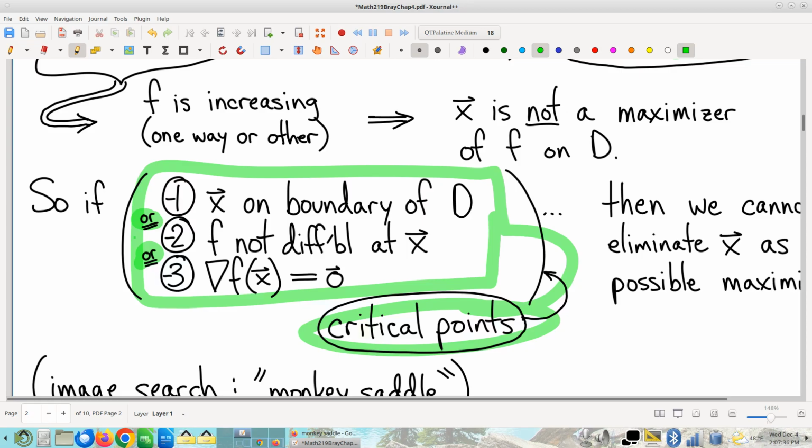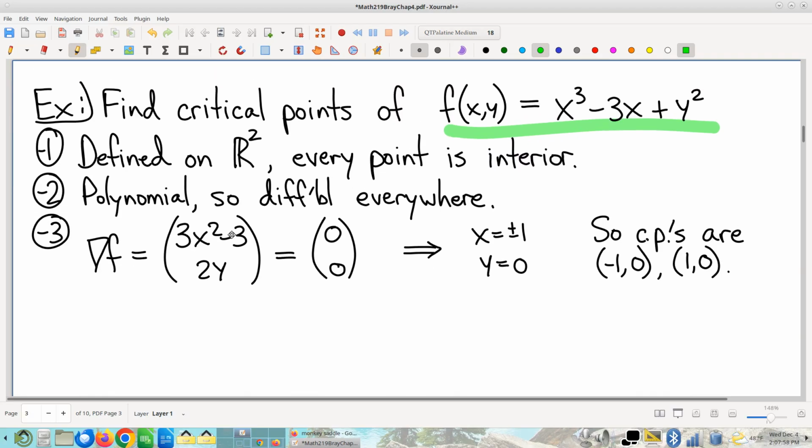Notice that means that you have to check all of the conditions, because there will be some points that satisfy one but not the other two, or maybe they won't satisfy the first two but they will the last one, etc. So you've got to check all the conditions because any one of them would make something a critical point. Okay, so here we go.